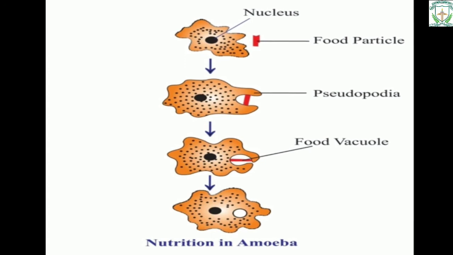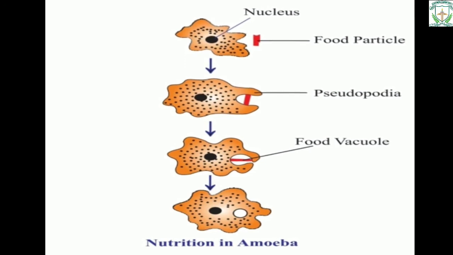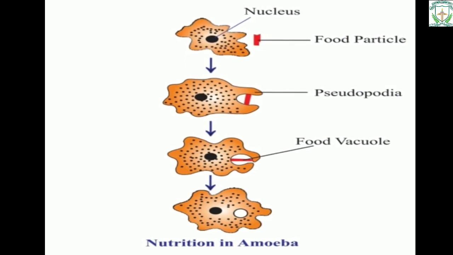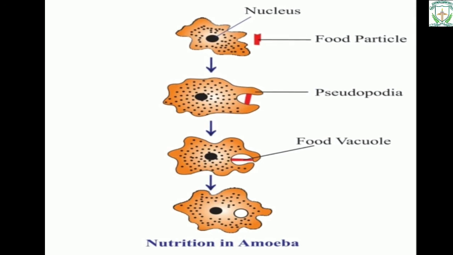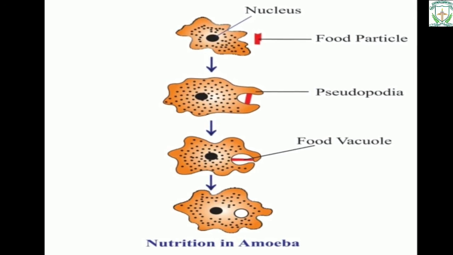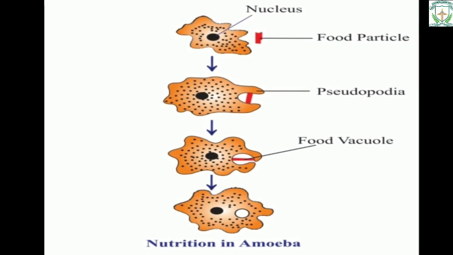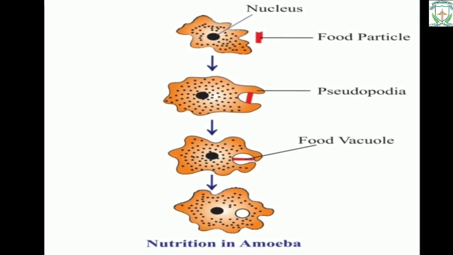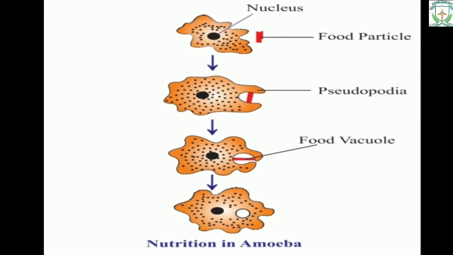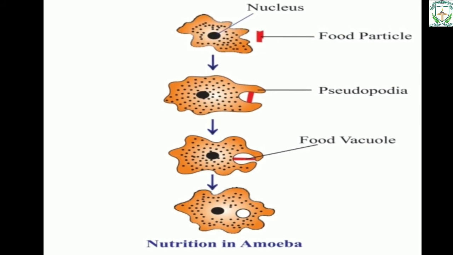Then the undigested food is sent out through the surface of the cell. Inside the food vacuole, food is digested and it diffuses to the cytoplasm. Then undigested food is sent out through the surface of the cell. In this way, nutrition in amoeba takes place.